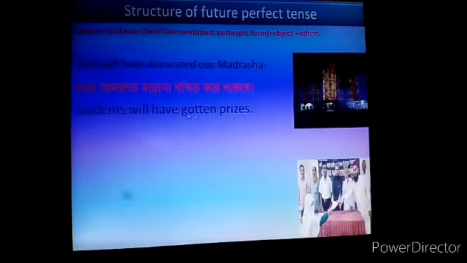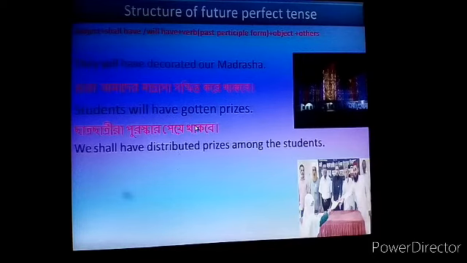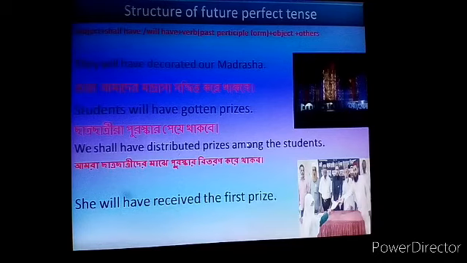Similarly, we can write, students will have gotten prizes. We shall have distributed prizes among the students. She will have received the first prize.